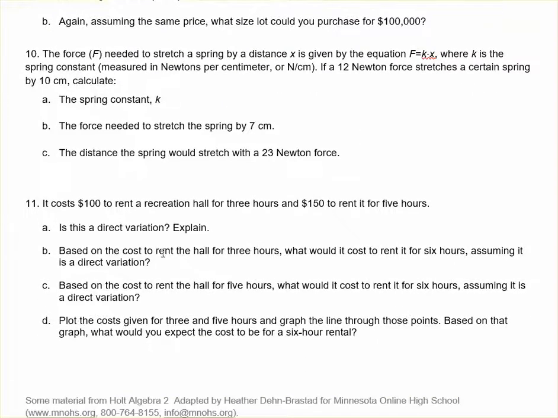Number 11 is a little bit different, but I think I'm going to let you guys see if you can figure it out. This one's asking if it costs $100 to rent a recreation hall for 3 hours and $150 to rent it for 5 hours, you might want to find the cost per hour. And if it's direct variation, that will be the same for both of them. So if it's not the same for both of them, then it's not direct variation. And then there's a few other questions about assuming it is direct variation, what could you do?